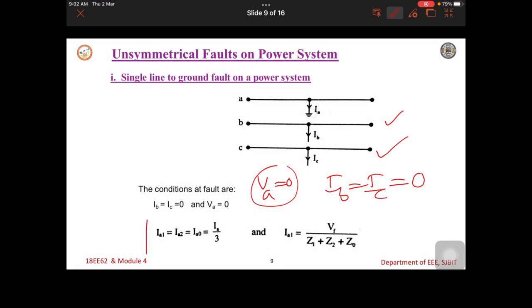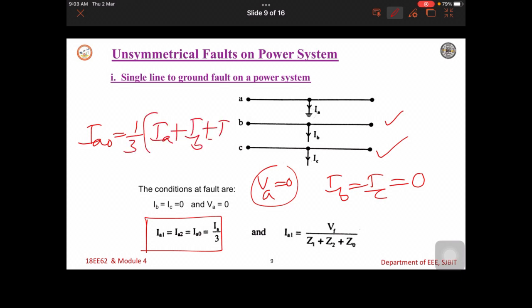And it is known that IA0 is equal to IA1 is equal to IA2 is equal to IA divided by 3, because IA0 is 1/3 of IA plus IB plus IC, which is the formula for the symmetrical component zero sequence current. With IB and IC equal to 0, this is 1/3 of IA. Similarly, you can get the IA1 and IA2 expressions.